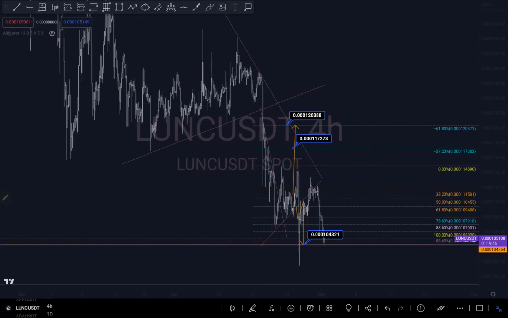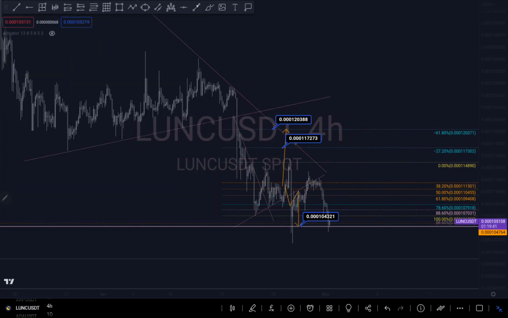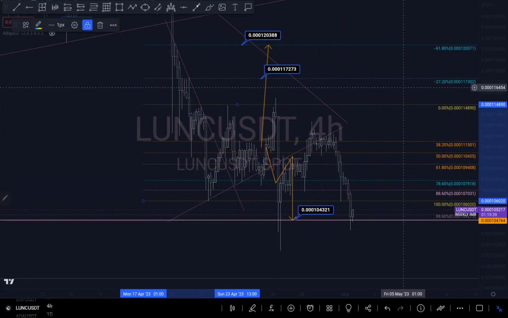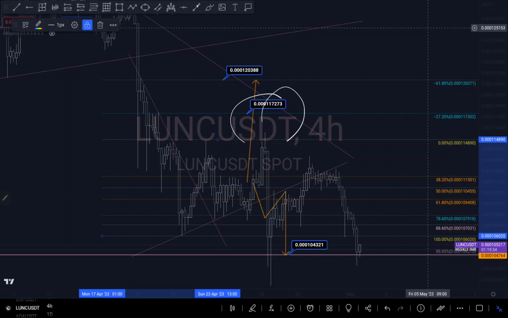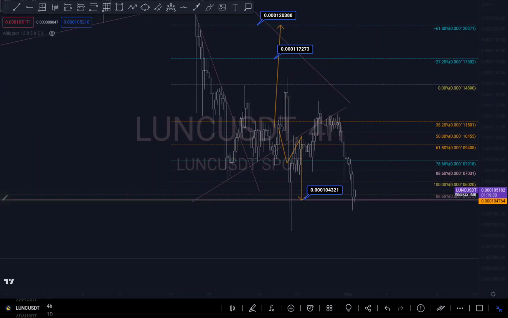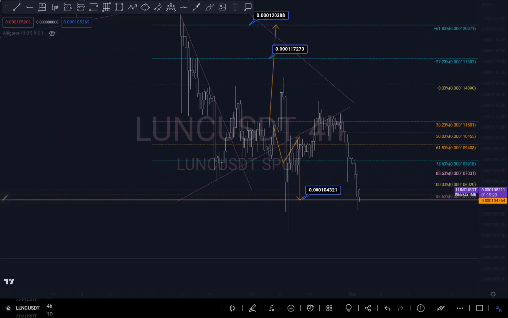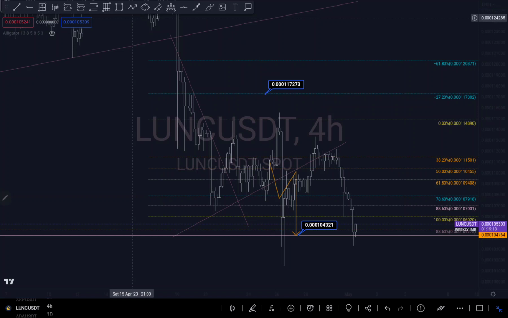So this is my analysis on LUNA Classic. If you watched my previous analysis on LUNA Classic, I said I was expecting it to push up to this level as well, but I said I analyzed two analyses, right? I said if we break this trend line right here and retest this trend line, there's a possibility that we'll push up to this right here, and we can see the bullish move did not do exactly the way we wanted it to do, but the bearish move did.